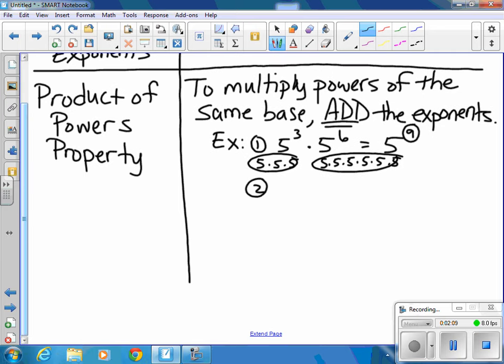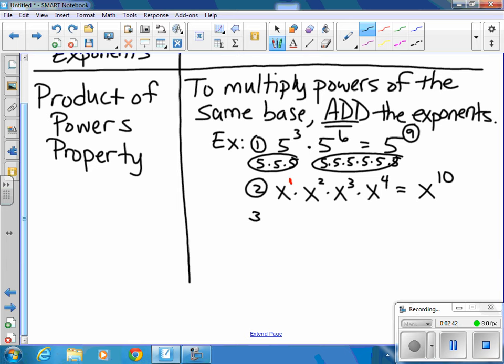Another example would be if I have x times x squared times x cubed times x to the 4th. The base in this problem is x, so in my answer, my base will remain x. It's the exponents that I now need to add. If you don't see anything attached to this first x, remember 1s are invisible. They still hold to be true. So now you want to add all of them up. 1 plus 2 plus 3 plus 4 gives you 10. So this answer is x to the 10th power.